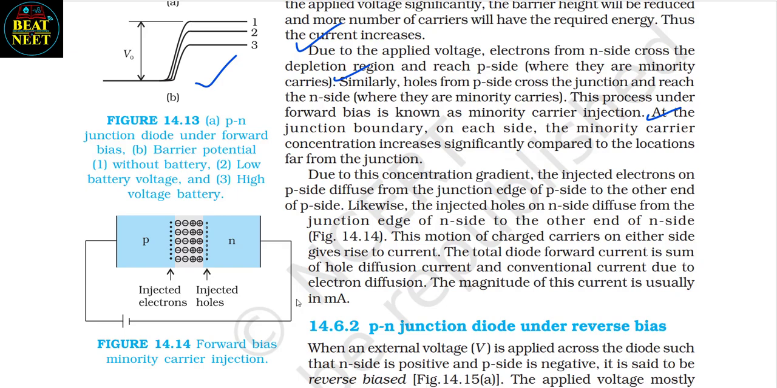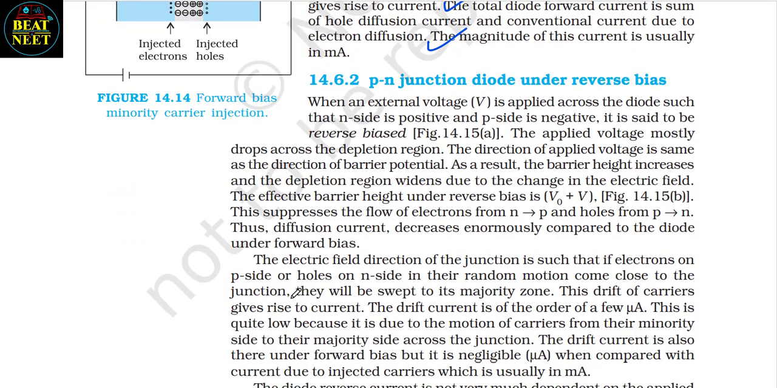At the junction boundary on each side, the minority carrier concentration increases significantly compared to the locations far from the junction. Due to this concentration gradient, the injected electrons on the P side diffuse from the junction edge of the P side to the other end of the P side. Likewise, the injected holes on the N side diffuse from the junction edge of the N side to the other end of the N side. This motion of charged carriers on either side gives rise to current. The total diode forward current is the sum of hole diffusion current and conventional current due to electron diffusion. The magnitude of this current is usually in mA, milliampere.